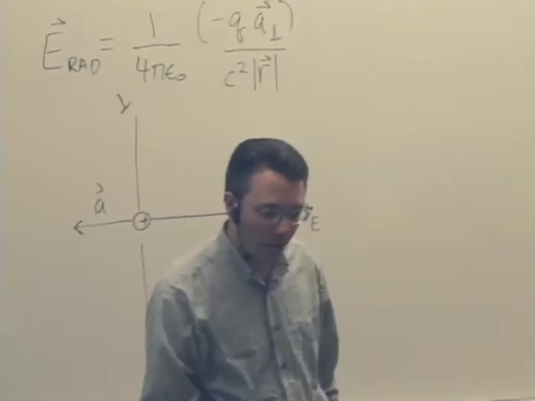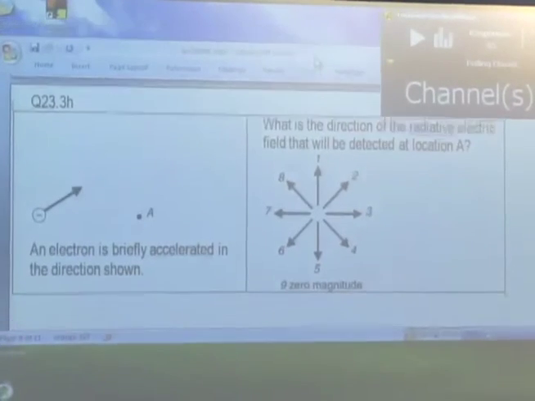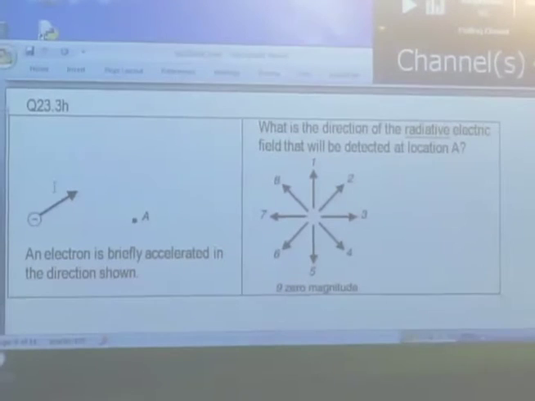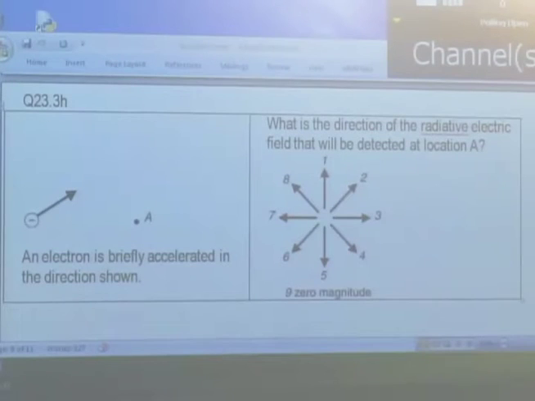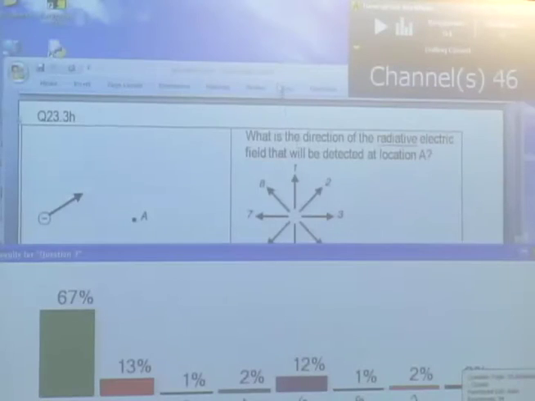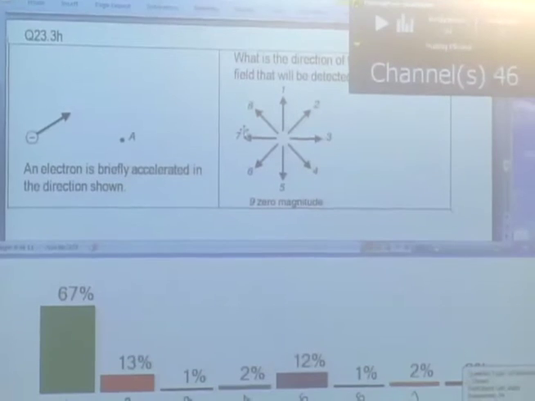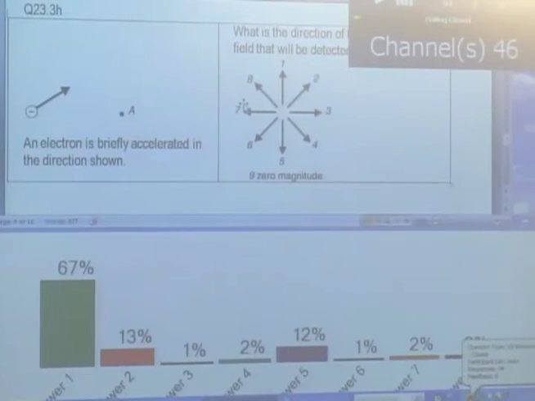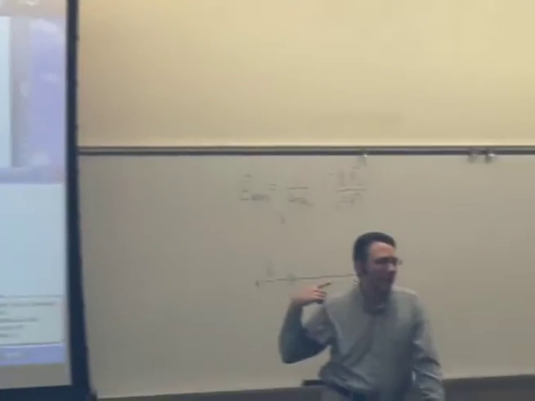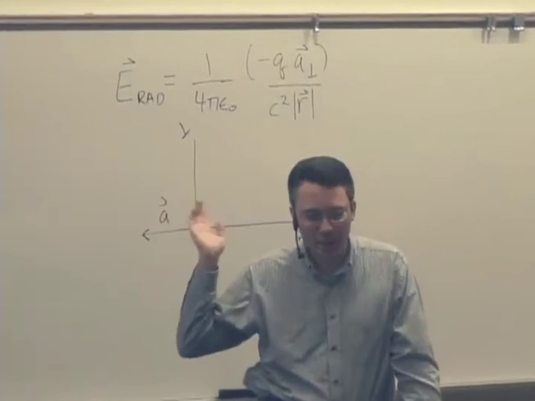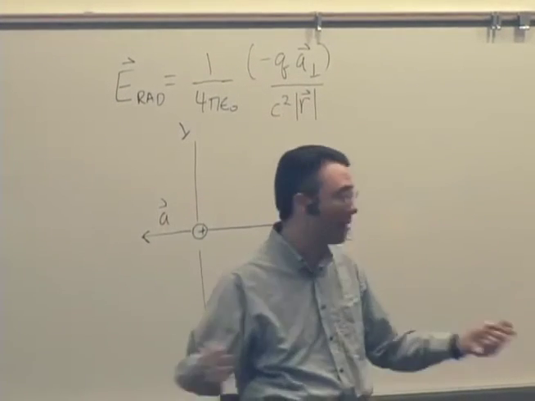Let's do one more. We have an electron now, and location A is right here. The electron is accelerated up and to the right. What's the direction of the radiative electric field that will be detected at A? Direction 1 is going to be correct this time, because A perpendicular is also direction 1 if you decompose it. Why don't we get the sign flip this time? It's an electron, so we have negative times a negative, which gives us the same direction.